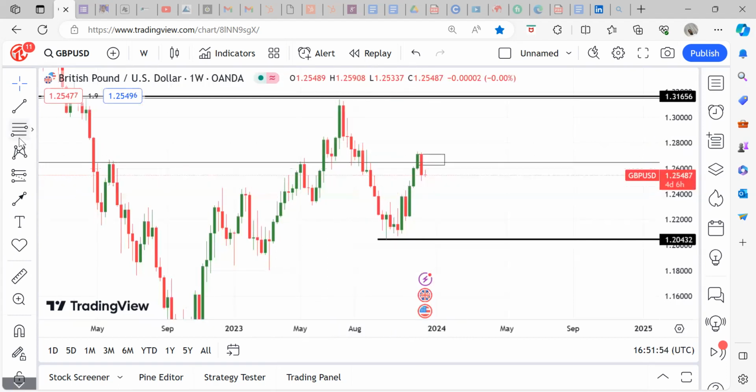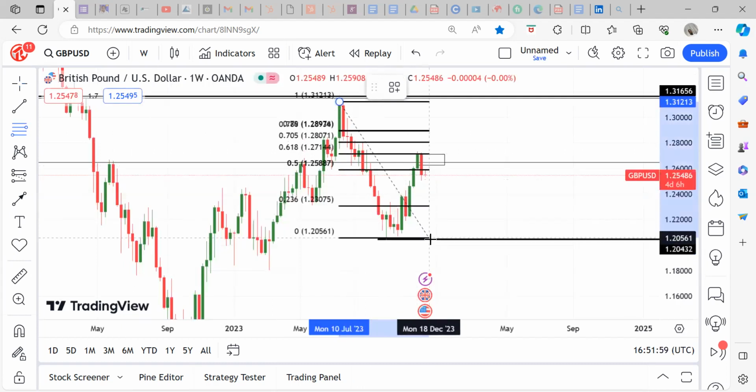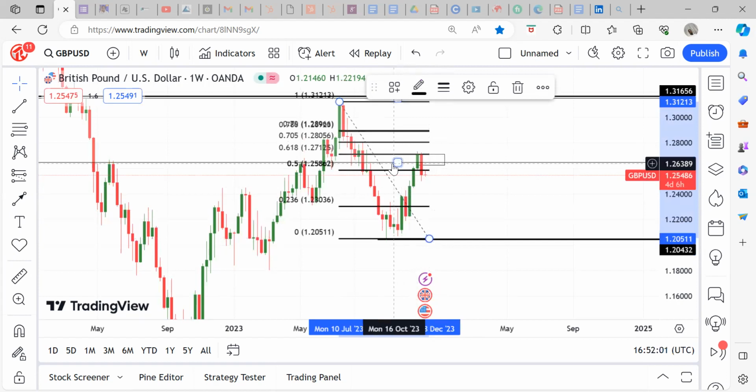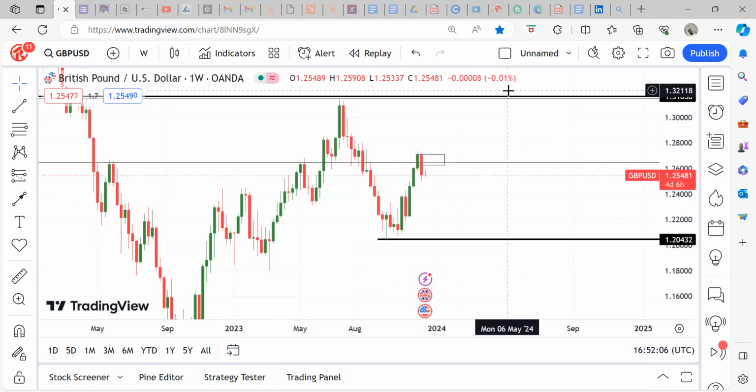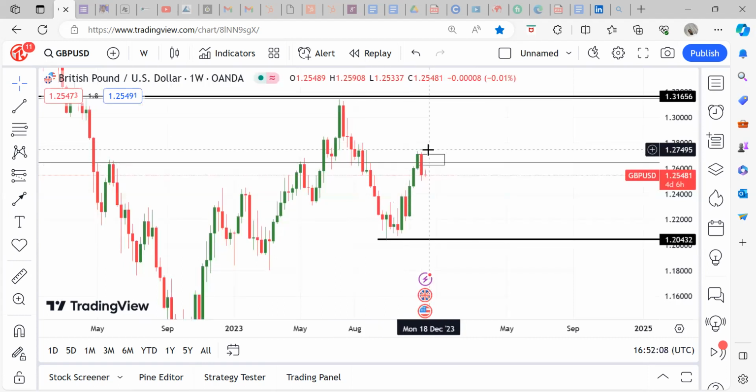If we take our fib tool from the high here to the low here, this is reacting from the 61 fib level. So how many confluences is that? Right shoulder number one, fib confluence number two, the third one the premium or the supply here, and also the bearish engulfing here. So it's about four confluences.